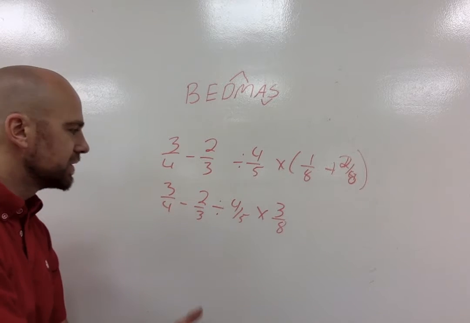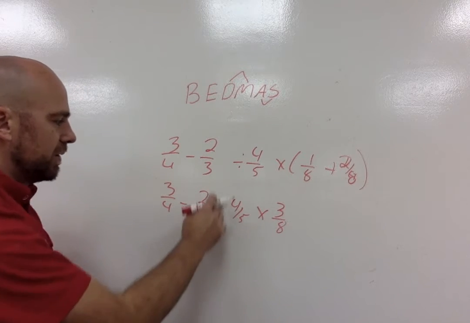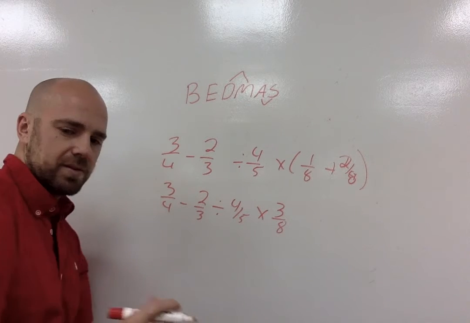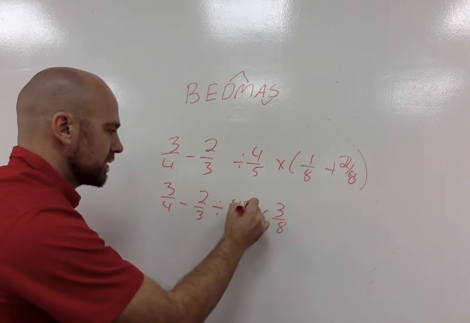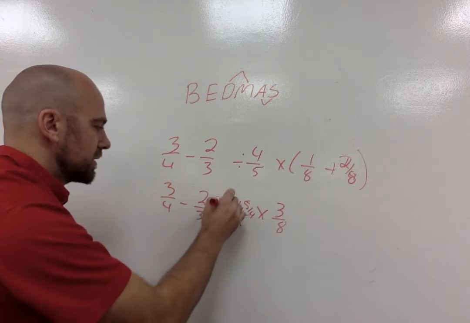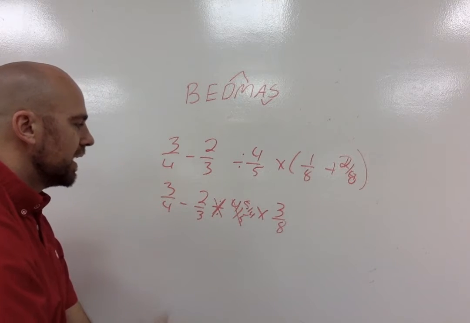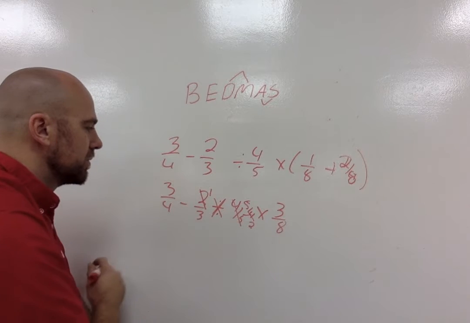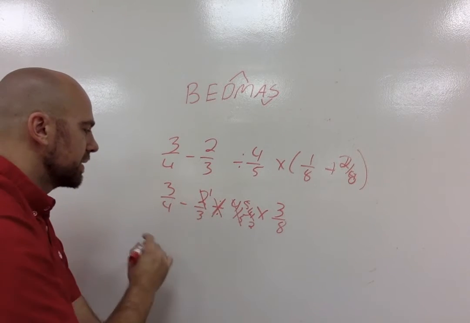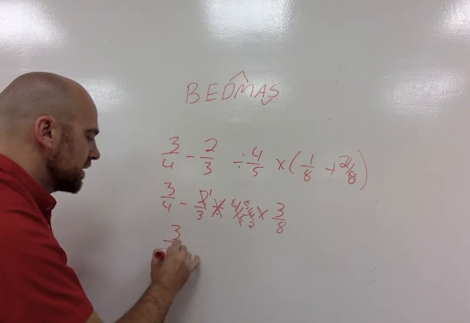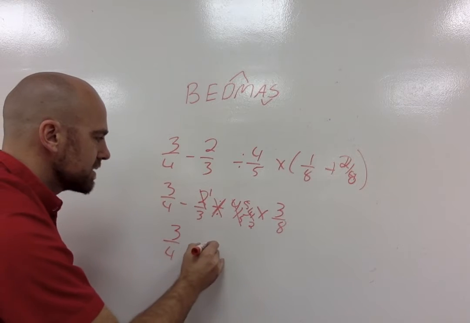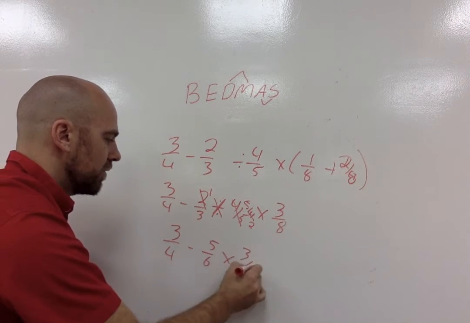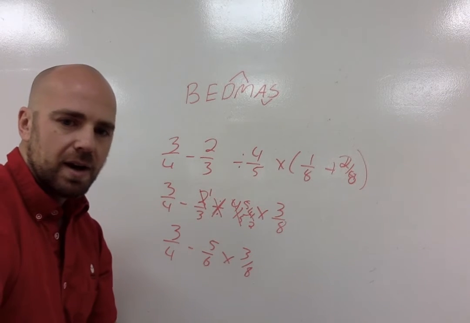So when I'm doing my division, I am going to actually flip this and turn this into a multiplication. So now I'll just cross it off. So now it's going to become 5 over 4, and this is going to become multiplication. I can simplify it a little bit. So this will become a 1, this will become a 2. Okay, so I have 1 times 5 and 3 times 2. So my next line is going to say 3/4 minus 5 over 6 times 3 over 8, right?